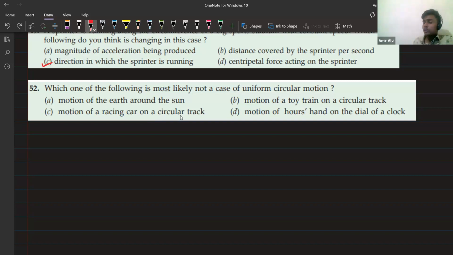Motion of a racing car on a circular track, and the last, motion of hours on the dial. So for 24 hours, is it possible that it will take 23 hours to complete? No. So it will be completed in 24 hours itself. So the only option that is left is the motion of a racing car. A racing car is on the circular track. It is performing circular motion, but that is not uniform because the car is changing the speed continuously, a real world example.